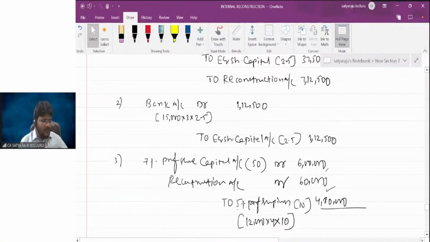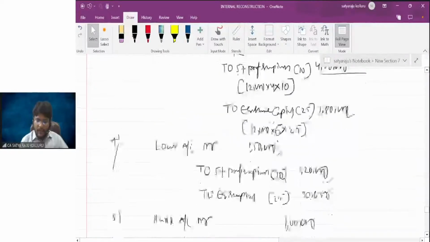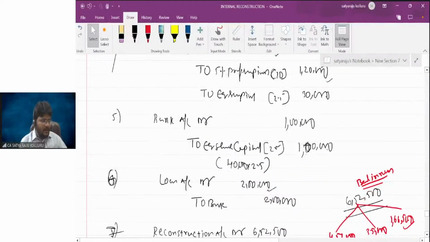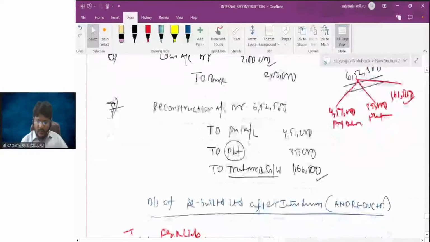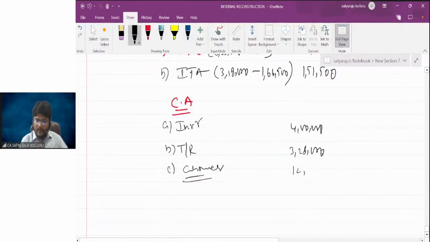Second entry, 1,12,500 inflow. Third entry, no inflow, no outflow. Fourth, nothing. Fifth, again inflow, 1 lakh. Sixth, outflow of 2 lakhs. Seventh, no inflow and outflow. So I end up with 12,500. Is it the correct figure, guys? 12,500 is the correct figure.